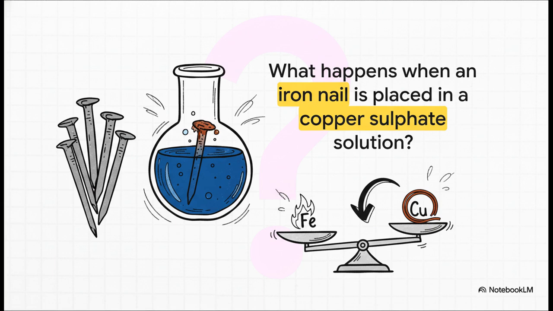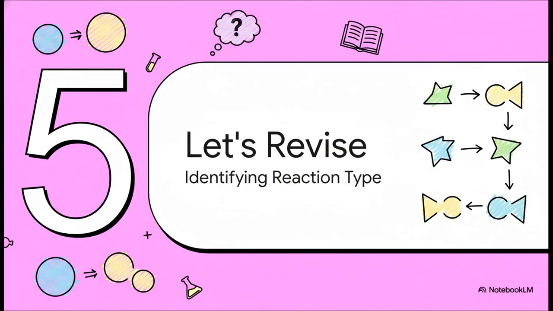And if you left that nail in there for a while, you'd actually see 2 things. The shiny nail would get covered in a reddish-brown coating of copper, and that lovely blue color of the solution would start to fade. Okay, so we've covered our 3 main types of reactions.